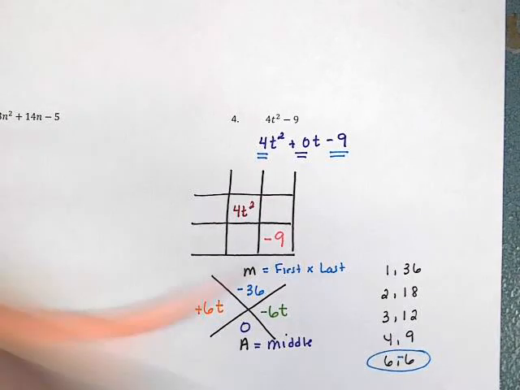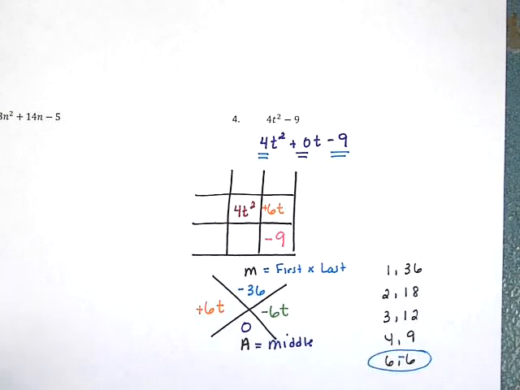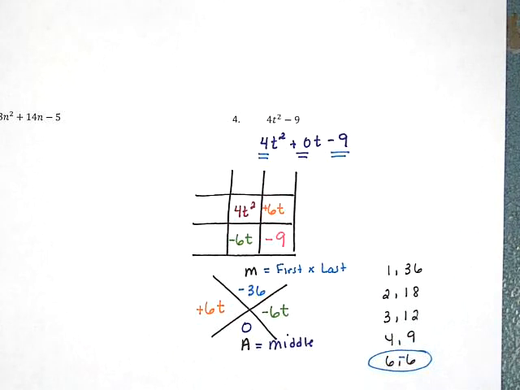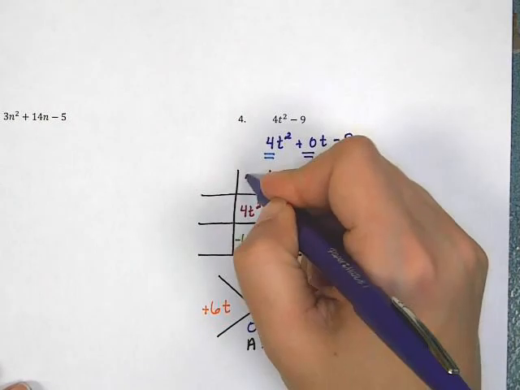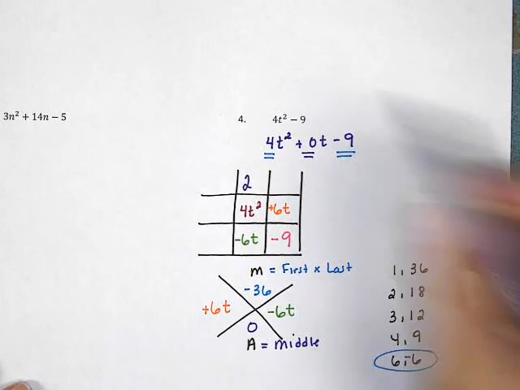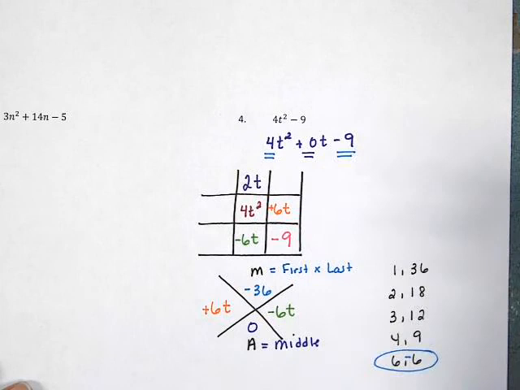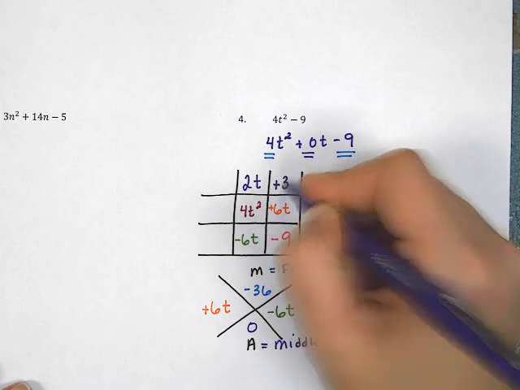So now if I fill those in, I'm going to have 6t, this is positive, and negative 6t, that would be negative. Now I'm just going to look for common factors. So what do the 4 and 6 have in common? The answer would be 2. If I say how many t's I can take out, I could only take out 1 because this guy has 2 and this guy has 1. If I say what's the biggest number that goes into 6 and 9, the answer would be 3.